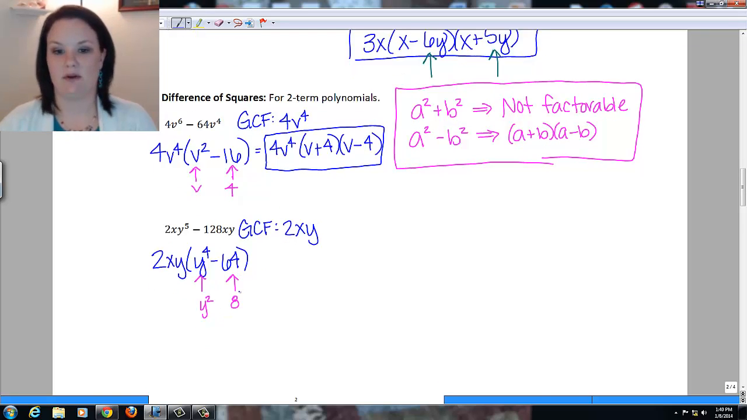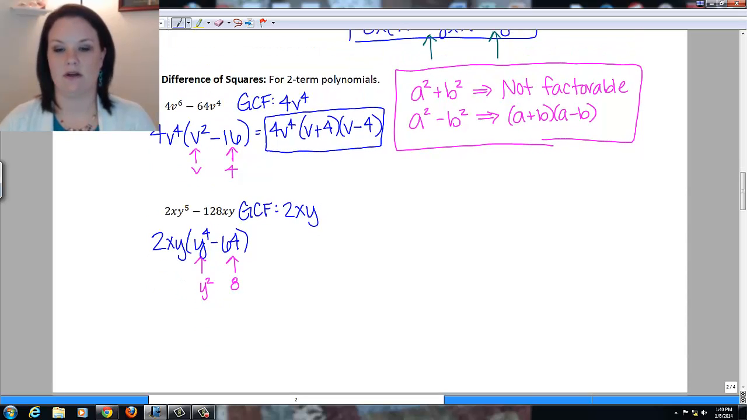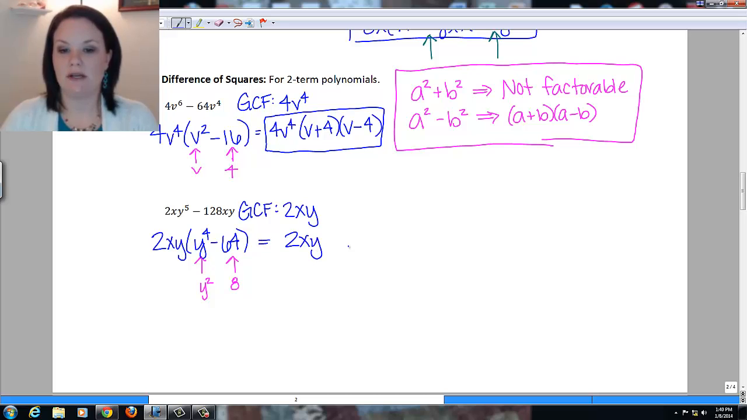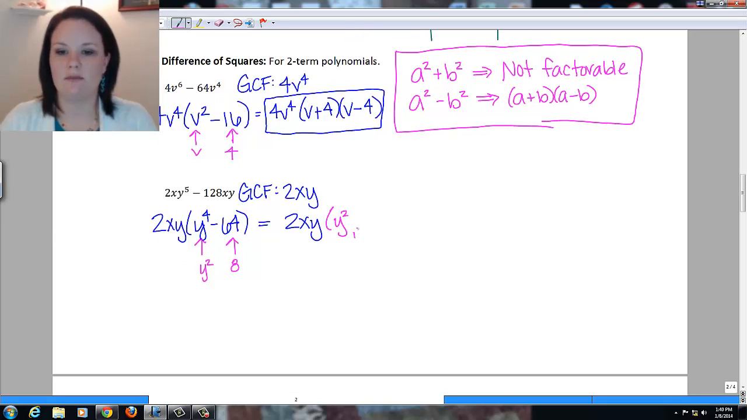Let's see how much paper I have. Yeah, I'll go ahead and write it out this way. Alright, so I have my greatest common factor, which was 2xy, and I'm going to go ahead and factor using the two bases that I just found. So I do my first base plus my second base, so y squared plus 8, and then I'm going to do my first base minus my second base, so y squared minus 8.